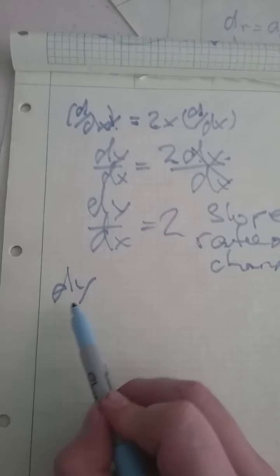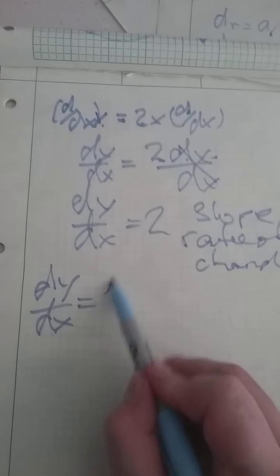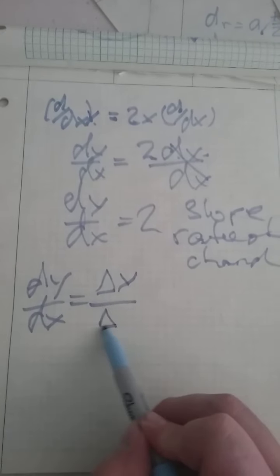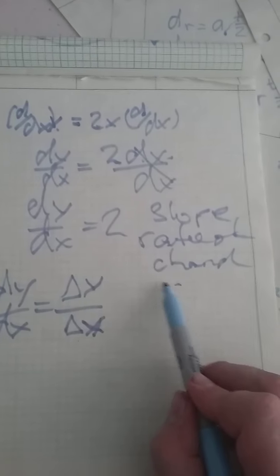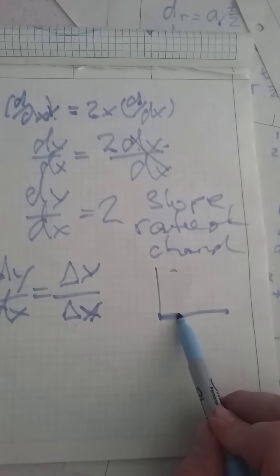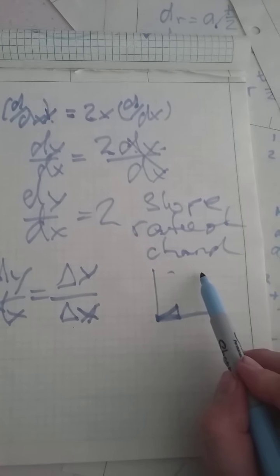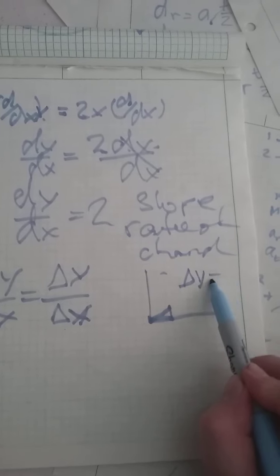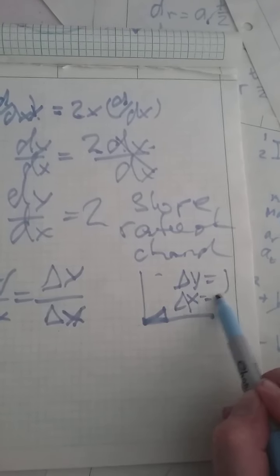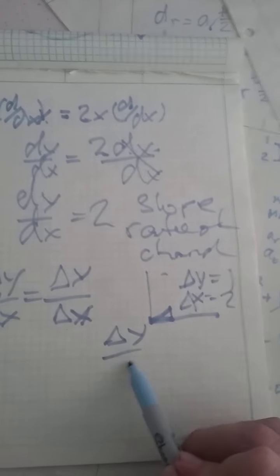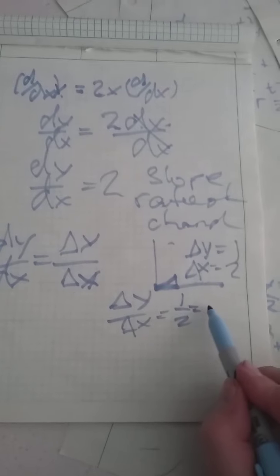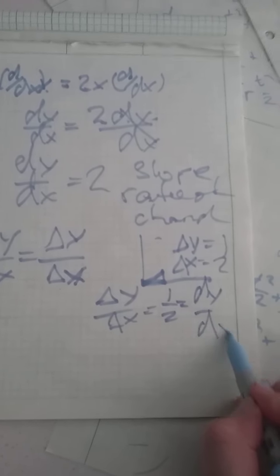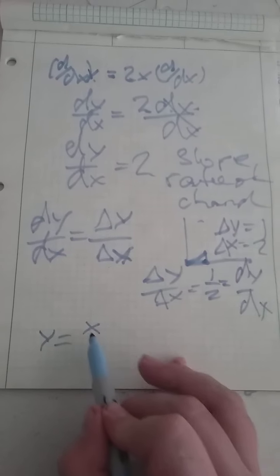And the dy dx is equal to the change in y divided by the change in x, to like the most simplified amounts. So if I change in x 2 and I change in y 1, that's change in y 1, change in x 2. So change in y over change in x is equal to 1 over 2, which is equal to dy dx. So what this line is, it's y equals x over 2.